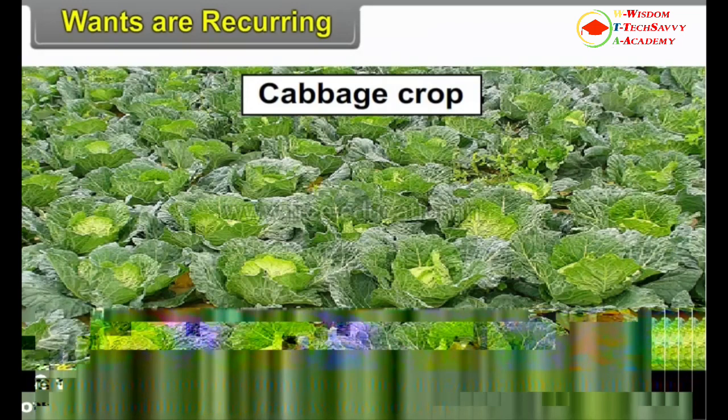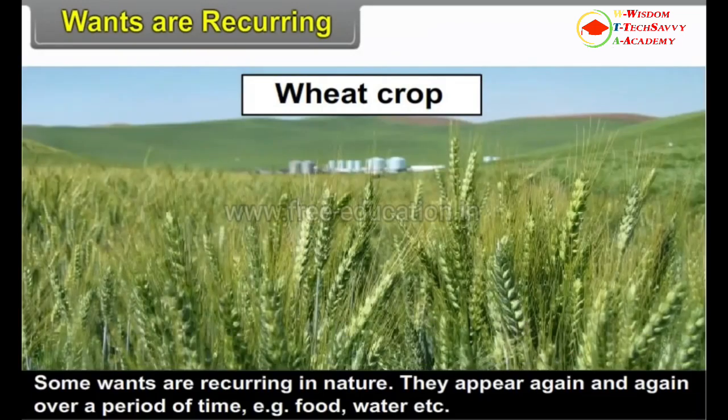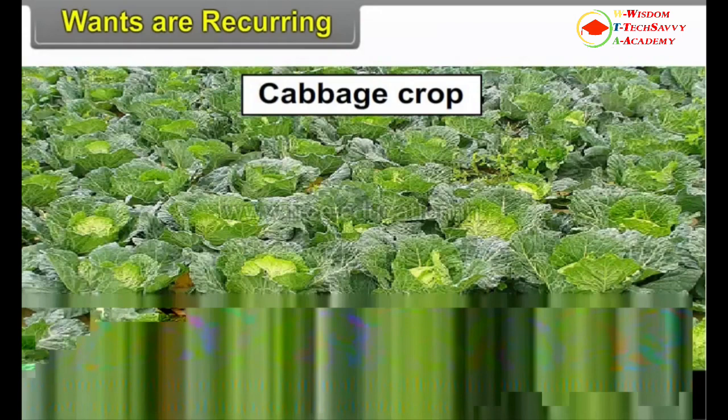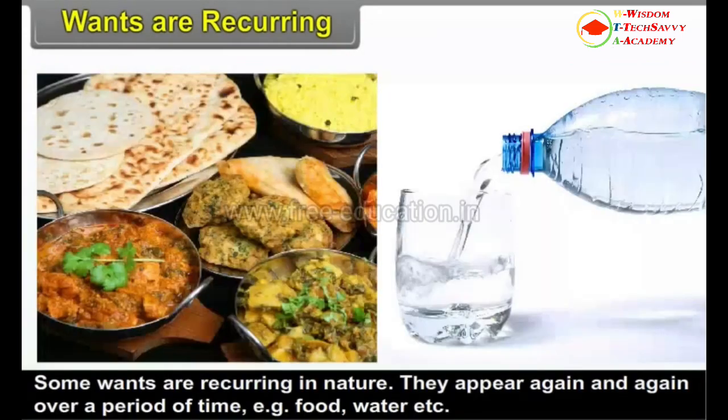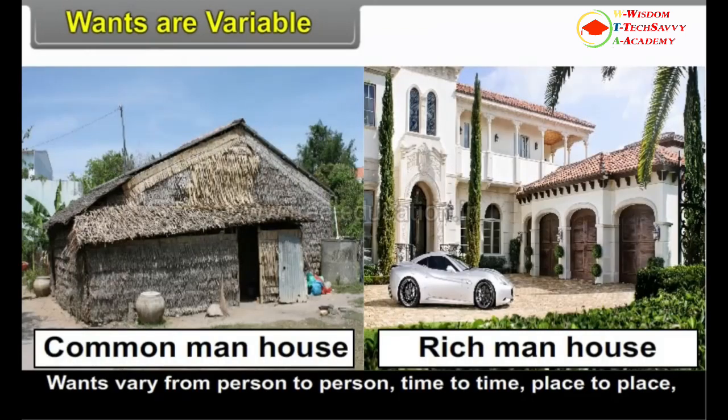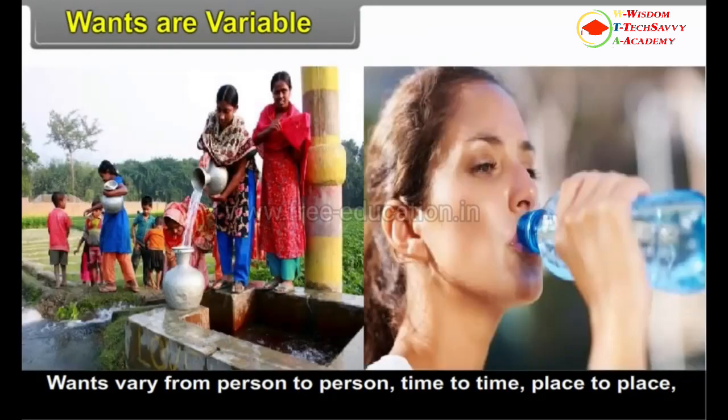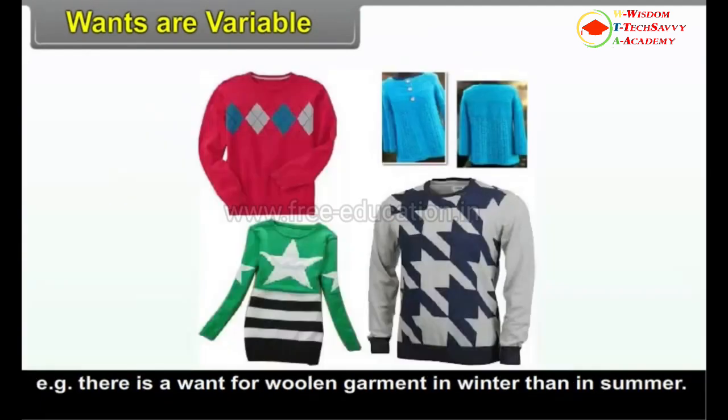Wants are recurring. Some wants are recurring in nature. They appear again and again over a period of time. For example, food, water, etc. Wants are variable. Wants vary from person to person, time to time, place to place. For example, there is a greater want for woolen garments in winter than in summer.